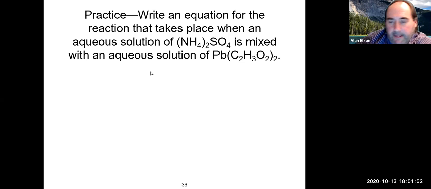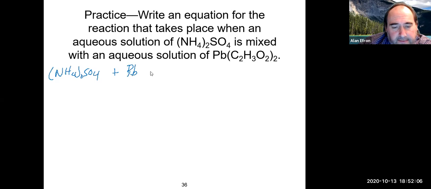Okay, so here we go. Same approach here. We're going to start with what they gave us, which is ammonium sulfate plus some lead 2 acetate. So there's a lot of letters on the board there, but if we look at it, it is a positive, negative, a positive and negative. So again, we have our basic double displacement reaction happening.